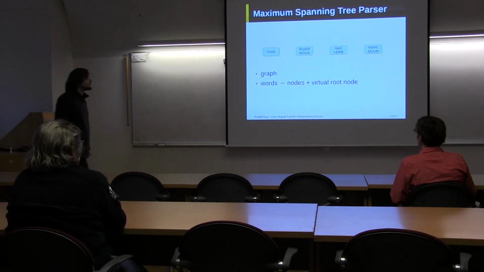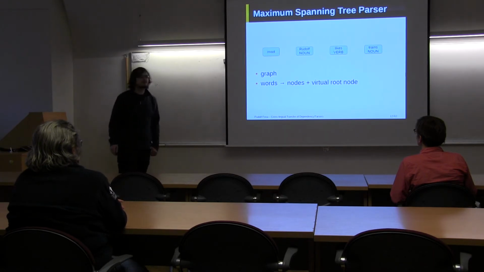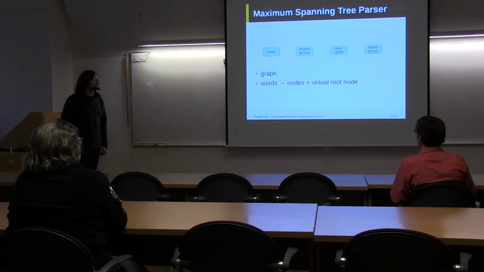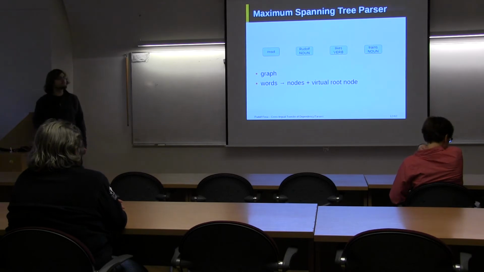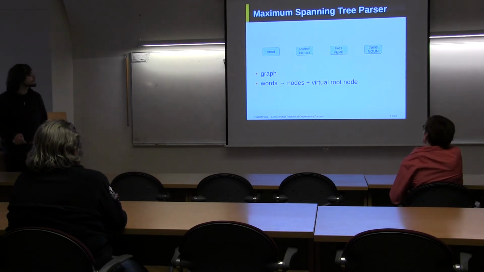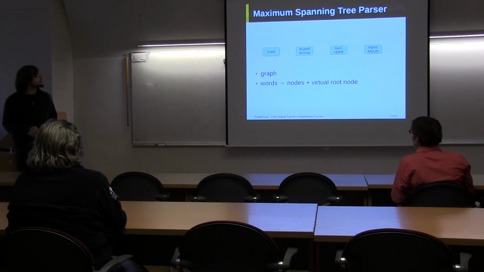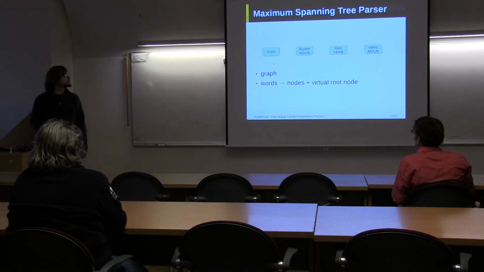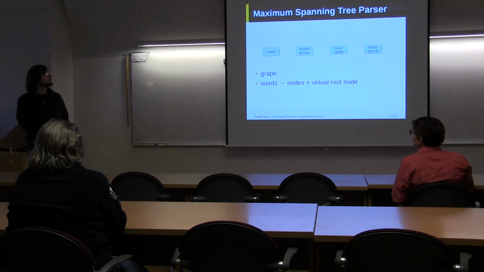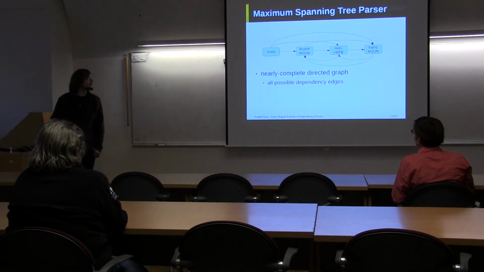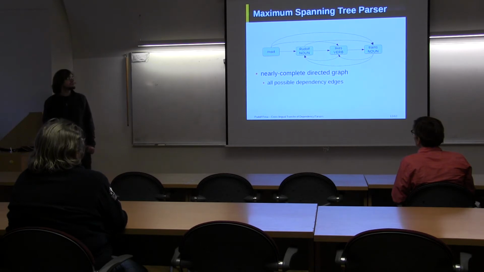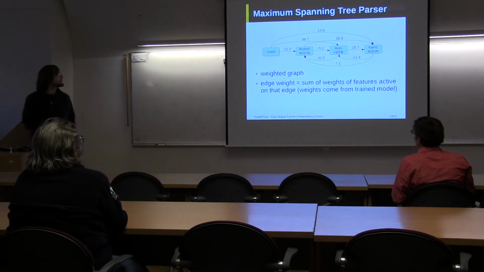Now, just briefly, because I will be using it later in the talk: one of the parsers, the maximum spanning tree parser from 2005. So how does it work? It's called graph-based parsing. That's because it starts by creating a graph. So if the sentence is Rudolph likes trains, then I create a node for each of the words and a virtual root node. Then I add all possible dependency edges. So it's a near complete graph.